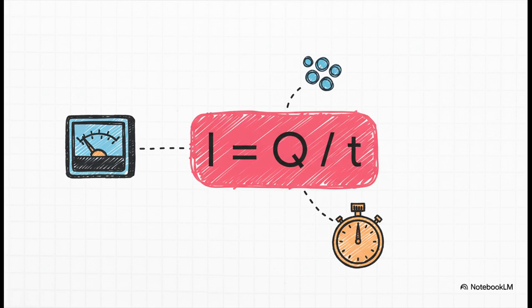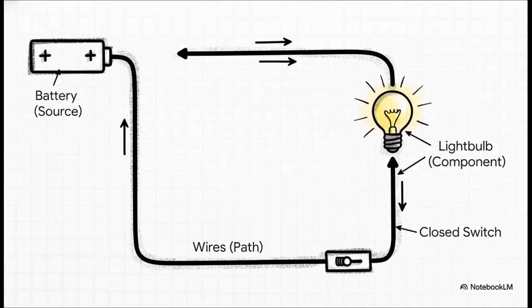And here is our very first key formula. It looks simple, and it is simple. I stands for current, Q is for the amount of charge, and T is for time. So current is simply the total charge that flows divided by the time it takes. I equals Q by T. Please remember this one.